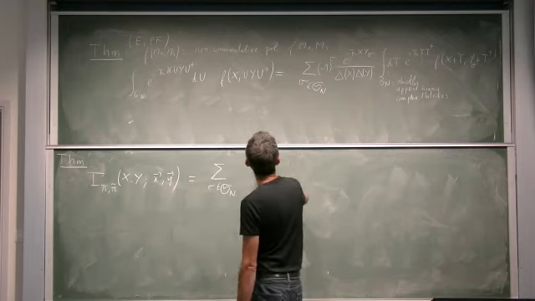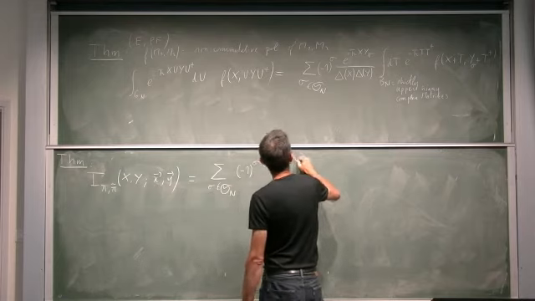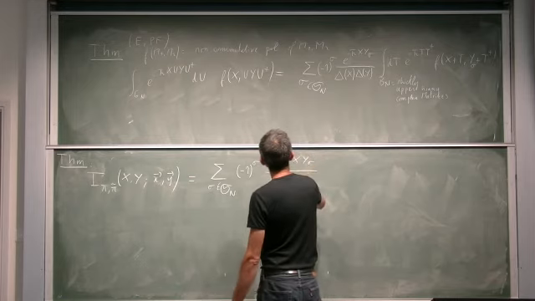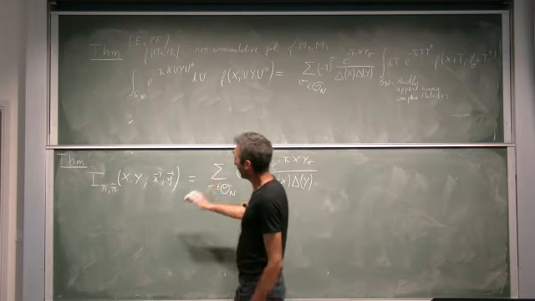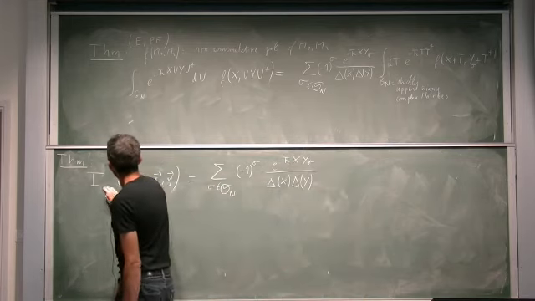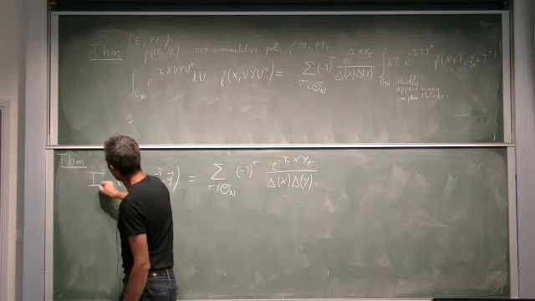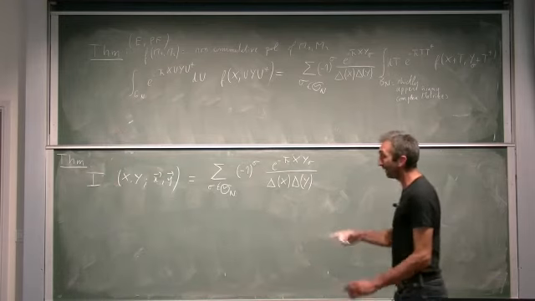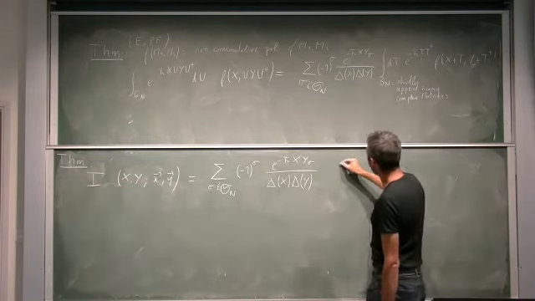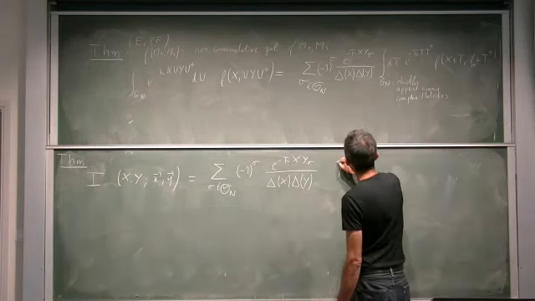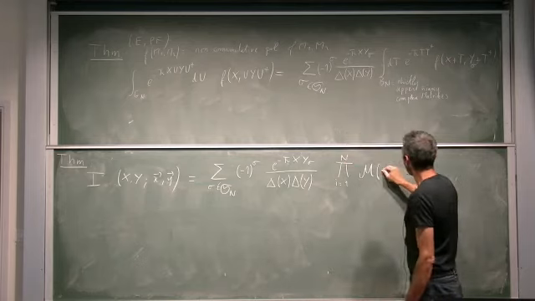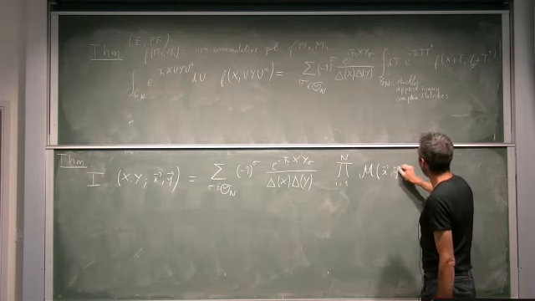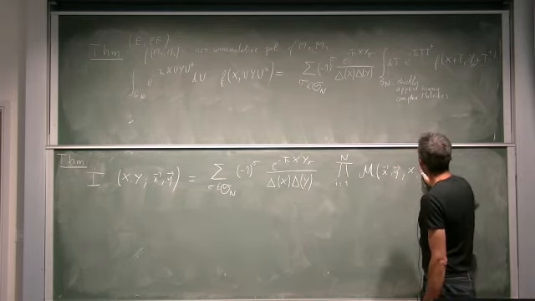So let me write the formula. So remember, let me write the formula directly for the matrix. So I is a matrix on the left-hand side. And here, let me put a product from i equals 1 to n of a matrix that I will write later, m of x_i, y_sigma(i).